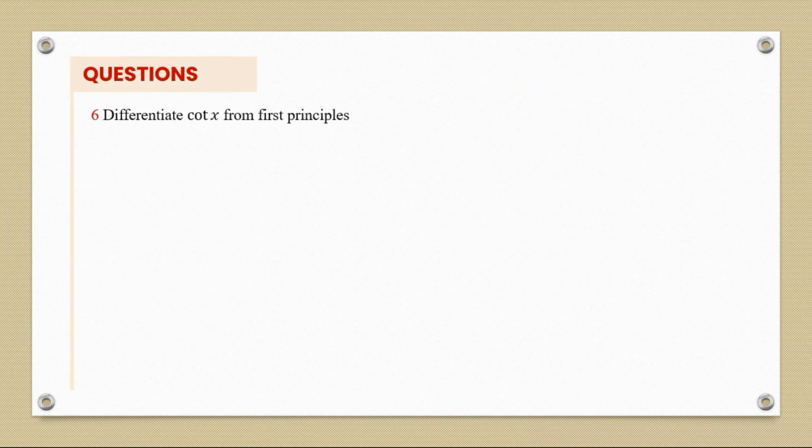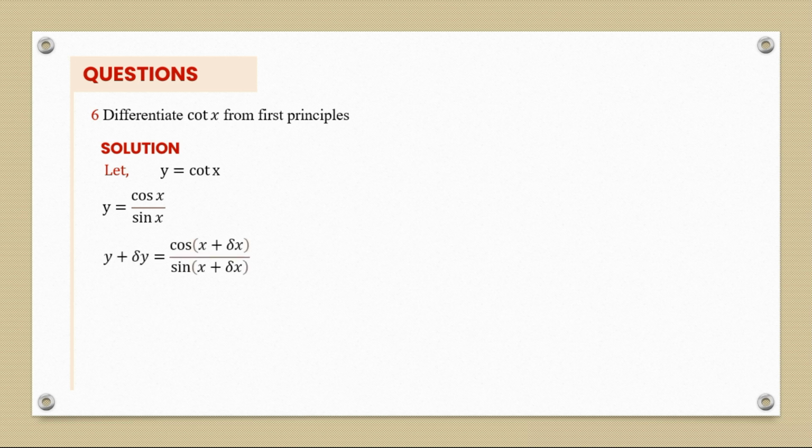Alright, so next we're going to differentiate cot x from first principles. Remember that we're first going to let y be equal to cot x. So y represents cot x, which can also be expressed as cos x over sine x. Now we're going to introduce the change in y and the change in x. Where there is a y, we introduce a change in y, and where there is an x, we introduce a change in x.